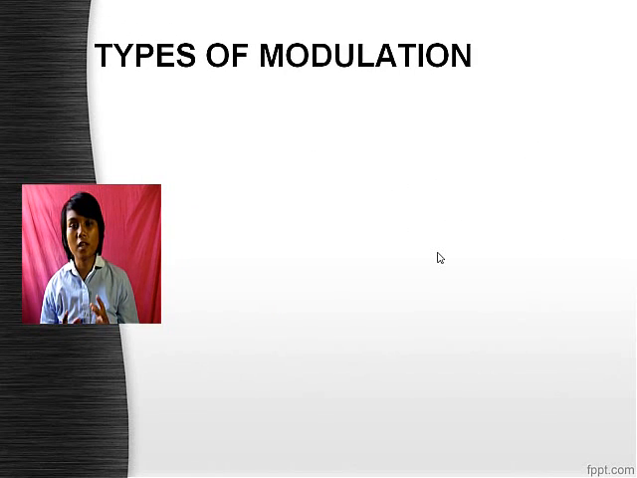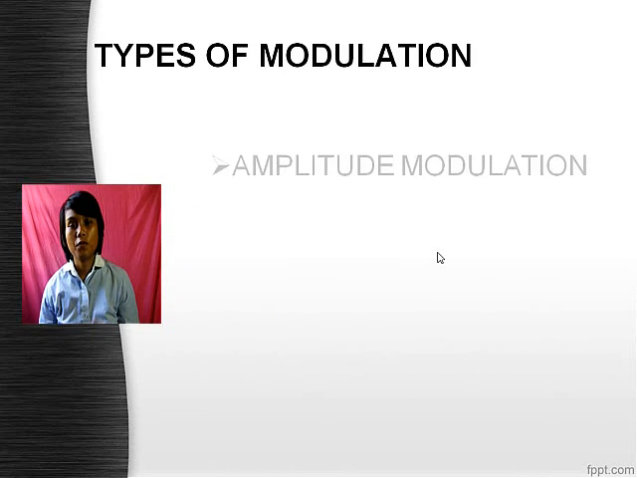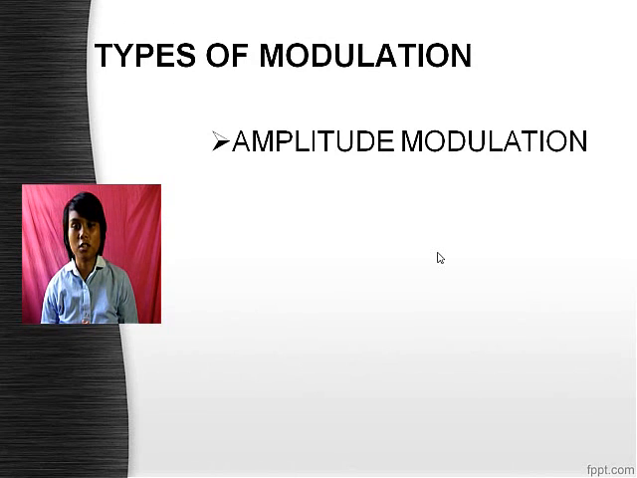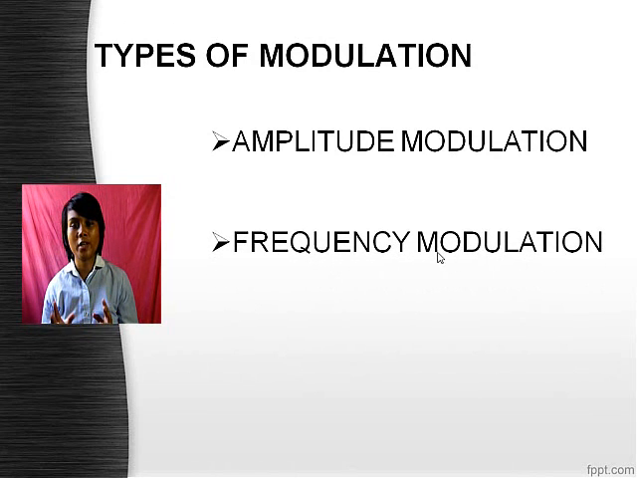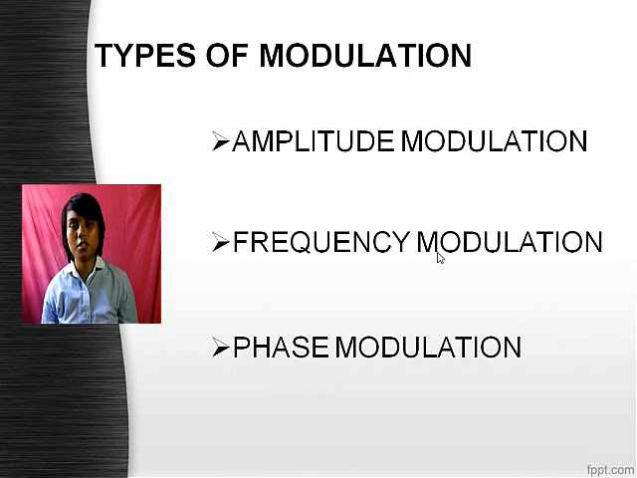There are three basic types of modulation. First, amplitude modulation. In amplitude modulation, the amplitude of a transmission represents the signal. The second one is frequency modulation. Frequency modulation changes the frequency of the transmitted wave in response to the amplitude of the original signal. The last one is phase modulation. In phase modulation, the phase of the signal is varied.